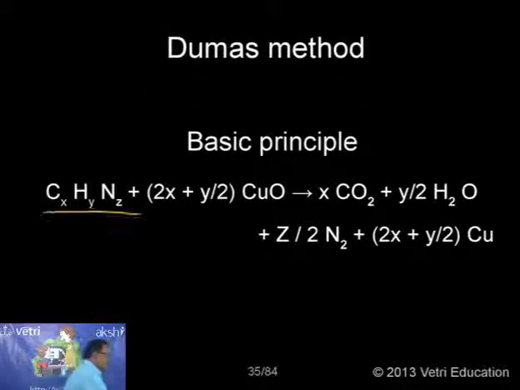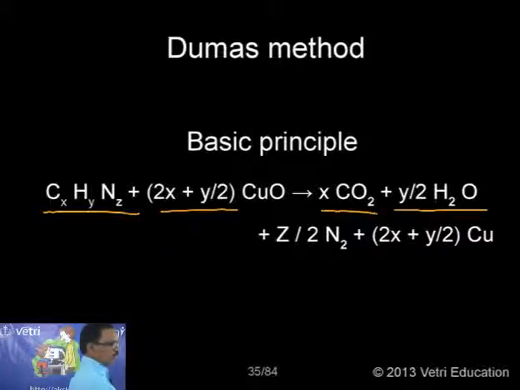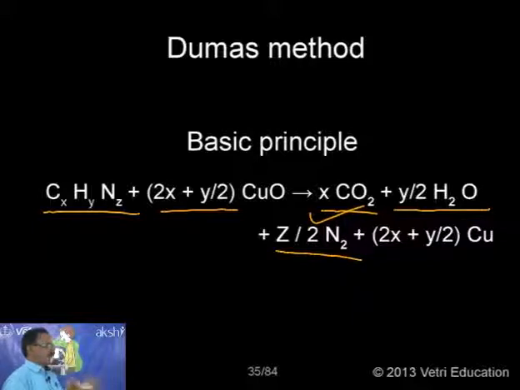Kindly follow, the general formula is given. CxHyNz, an organic compound, plus (2x + y/2) CuO gives x CO2 plus y/2 H2O plus z/2 N2 plus (2x + y/2) Cu. So correspondingly, nitrogen gas will be there. From the nitrogen gas we can determine the percentage of nitrogen.